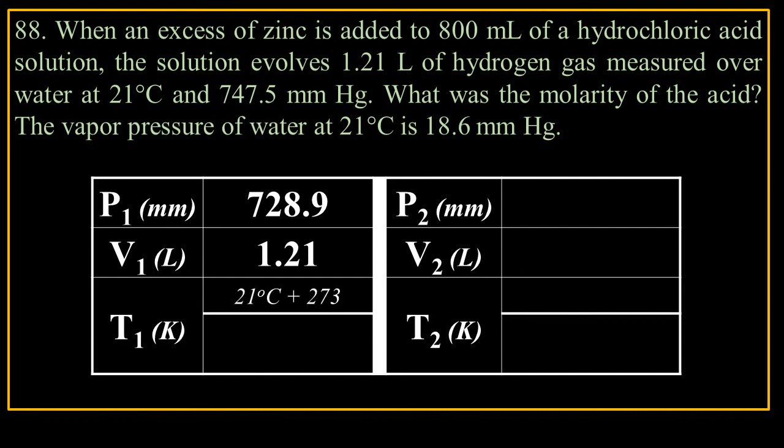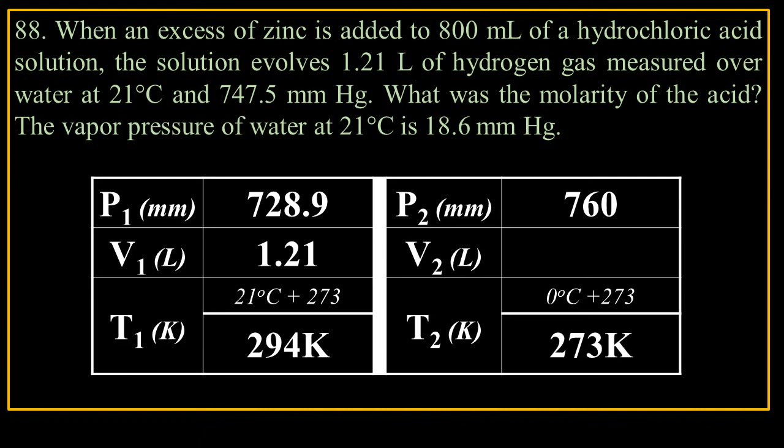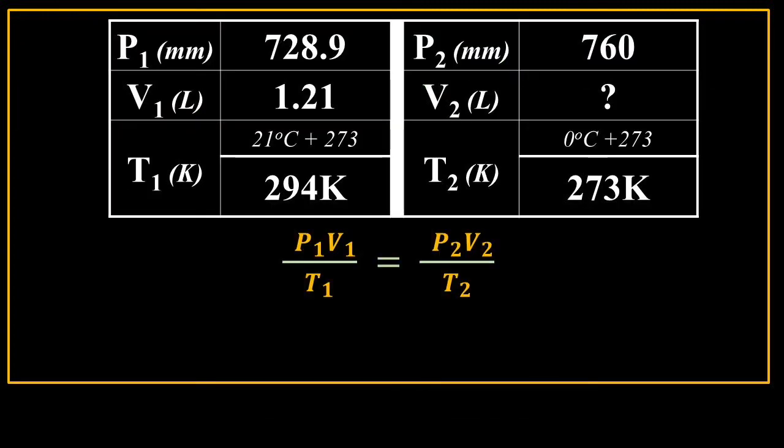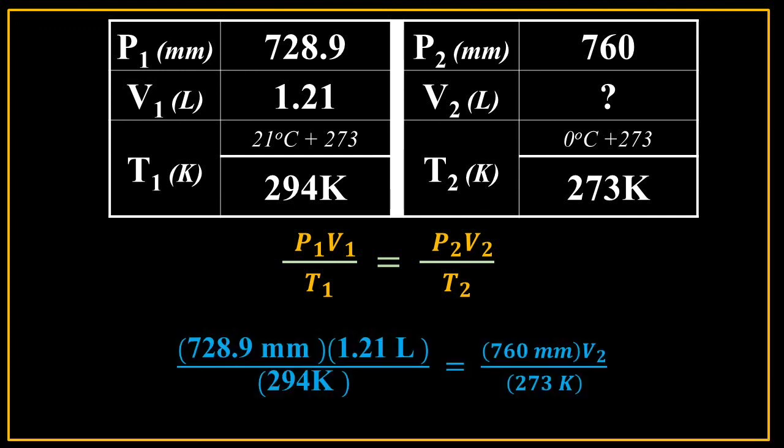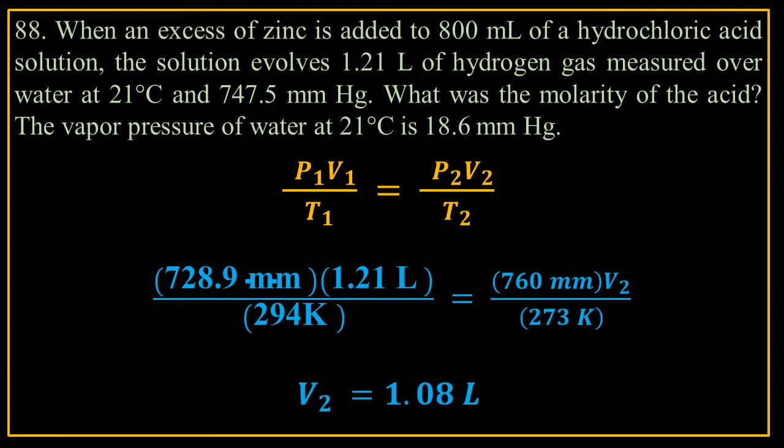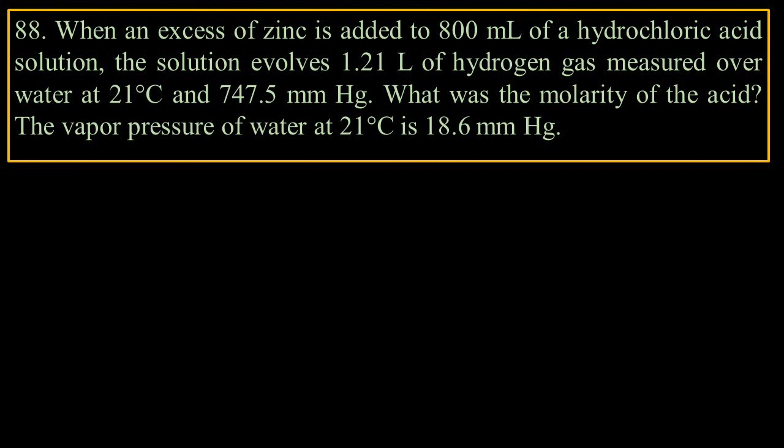This is the first set of conditions, correcting for T1, making it Kelvin. We'll do the same thing with T2, and we're going to have to solve for the new volume. That's a critical part of this. Why are we solving for a new volume? That's a question. Have you figured any of this out yet? There's the combined gas law equation. Those are the values. And you're going to solve for V2, which is 1.08 liters.